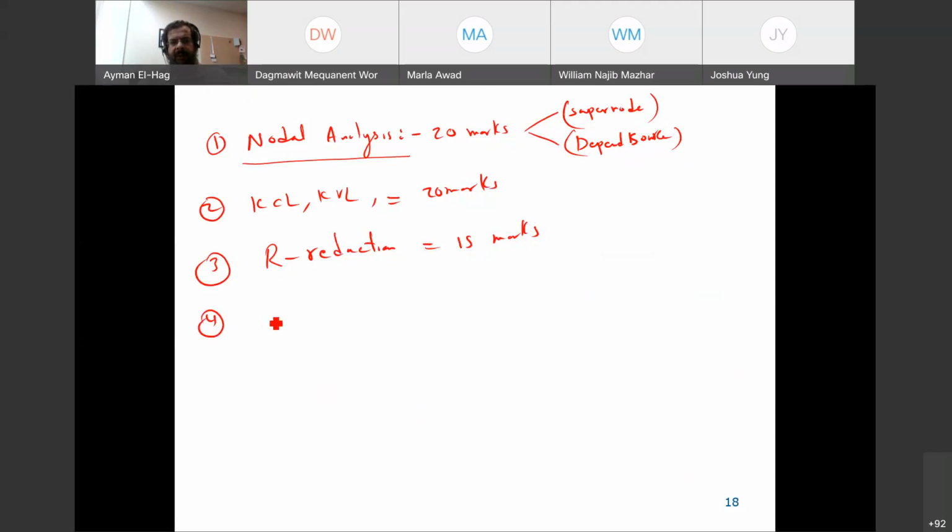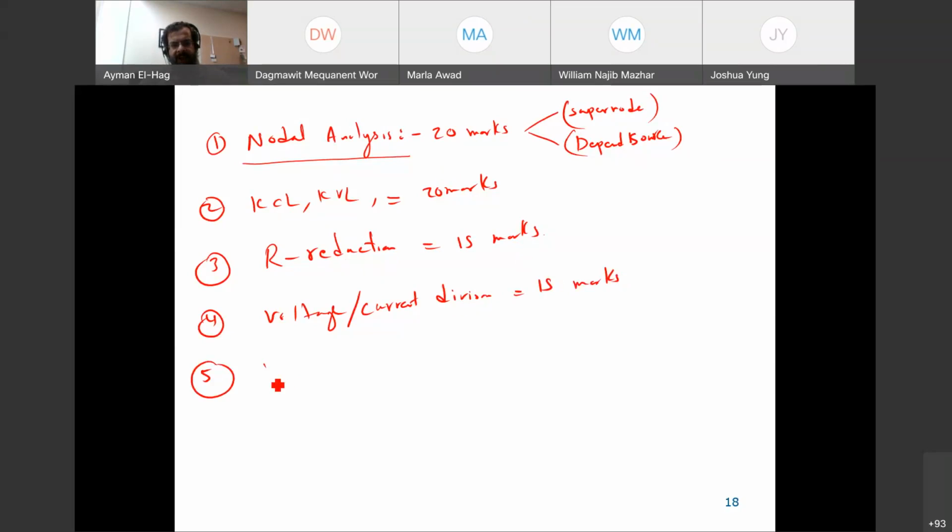Number 4, voltage, current, division, also 15 marks. So far we have 70.